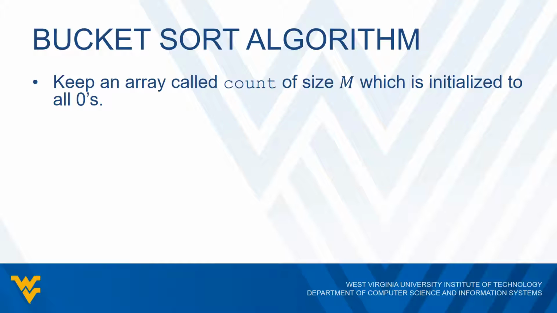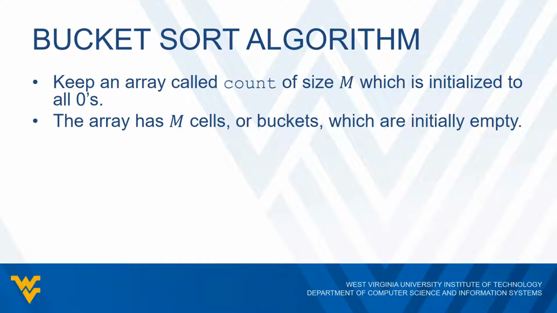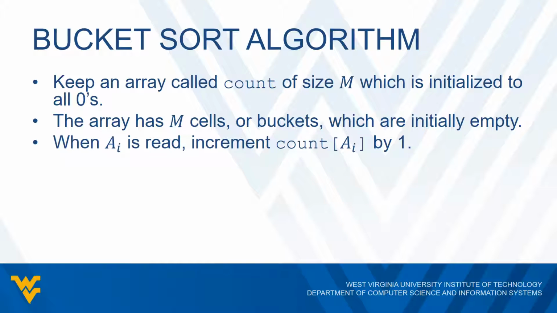So we'll have an array which we call count, and this is going to be of size m, and we initialize all the elements to 0. So we say that this array has m cells, or buckets, and these buckets are initially empty. The idea is as we read an element in our original array, as we read A_i, we're going to increment count[A_i] by 1.